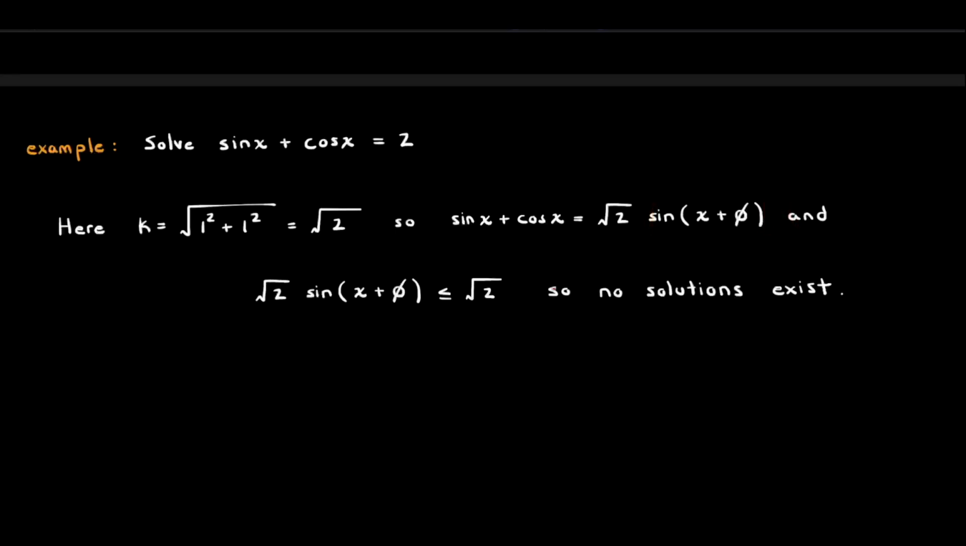And so when I scale that, its amplitude is going to grow to square root 2. So this thing is always going to be between negative square root 2 and positive square root 2. But square root 2 is strictly less than 2. So this graph is never going to touch the horizontal line y equals 2. As a result, this equation has no solutions. And so there we go.